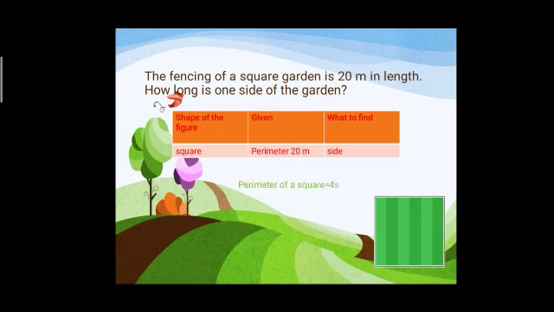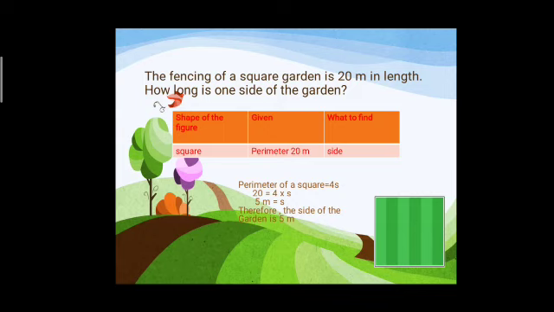Here, the perimeter of square is 4s. That means 20 is equal to 4s. What should be multiplied with 4 to make it 20? 4 ones are 4, 4 twos are 8, 4 threes are 12, 4 fours are 16, 4 fives are 20. So 5 meter is the side of the square.